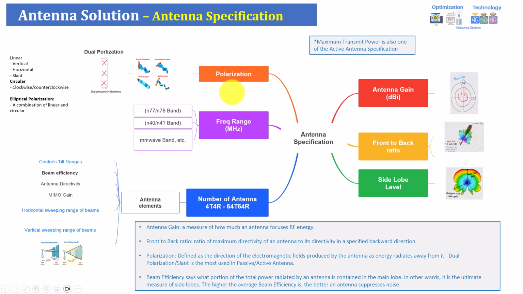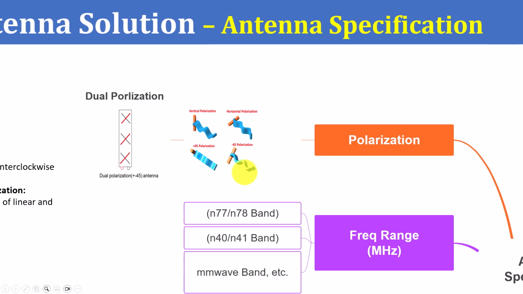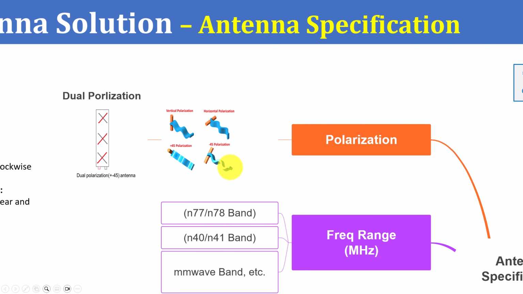So what does antenna polarization mean? Let me zoom in here to give you a figure. Antenna polarization in general refers to the orientation of the electromagnetic waves, how they are emitted or received by the antenna itself. As you can see here, you have vertical polarization, which moves up and down. You have horizontal polarization, which moves from side to side. And you have plus/minus 45 polarization, usually called slant polarization, and this is how it usually looks in the antenna.